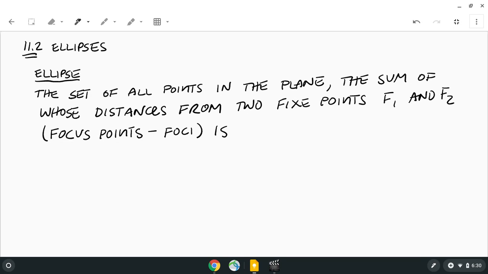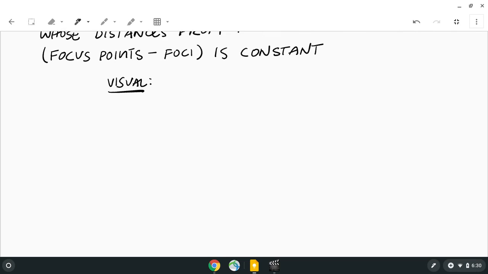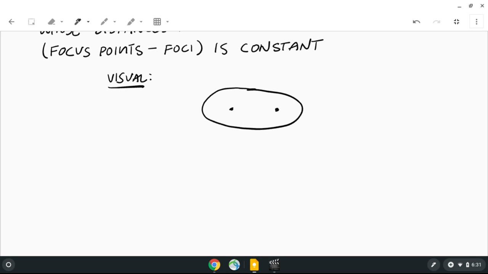It's the same, no matter which point you choose on the ellipse. When you look at the distance from that point on the ellipse to the two focus points, when you add them up, those two distances are always going to be the same. Here's a visual. It's sort of this oval shape, and you have these two fixed points.